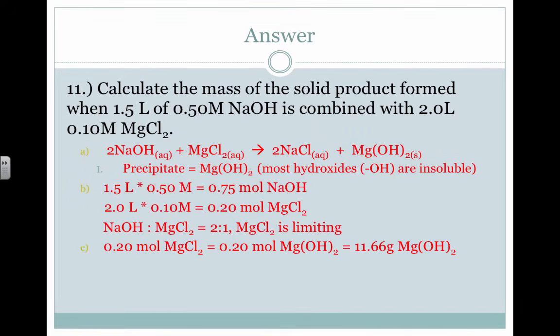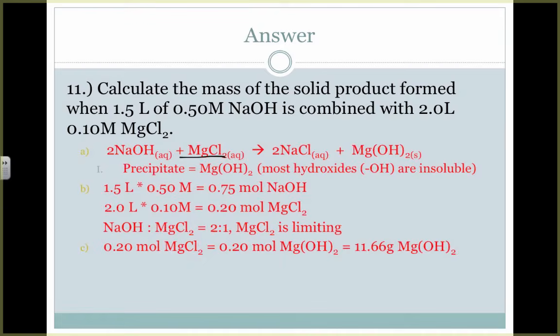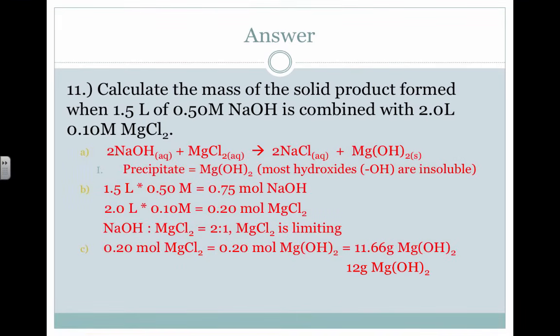From here, I can use the mole ratio from the balanced equation to determine how many moles of magnesium hydroxide I can form from 0.20 moles of magnesium chloride. Based on our balanced equation, I see that it's a 1-to-1 ratio. Therefore, 0.2 moles of magnesium chloride will give me 0.2 moles of magnesium hydroxide. Multiplying this by the molar mass of magnesium hydroxide, I get 11.66 grams of magnesium hydroxide, or rounded to 2 sig figs, 12 grams of magnesium hydroxide.